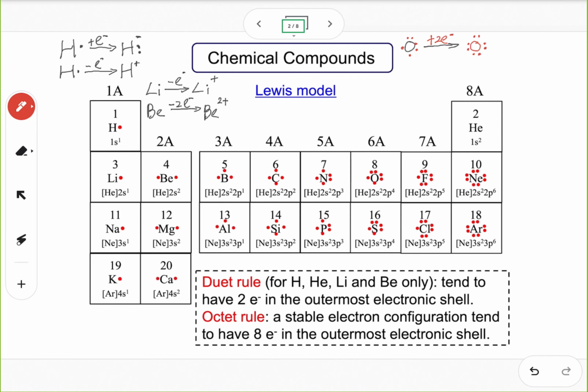Okay, of course, at this moment you will get O2 minus because you get 2 more electrons. So this is going to generate an anion with the 2 negative charges. Let's see one more example.